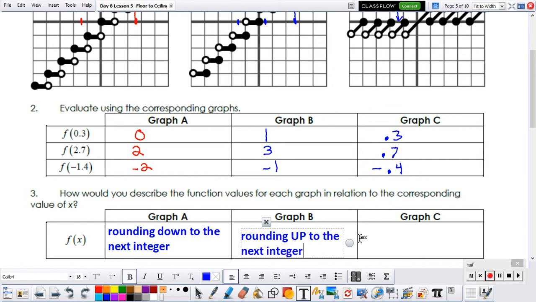Now for graph C, this one is my favorite, I have to tell you, because I get to be like, we're going to hack it. So literally what we are doing is we are cutting off the whole number and keeping the decimal or fraction. Because if it was like 2.5, we'd cut off the 2, we'd keep the half.